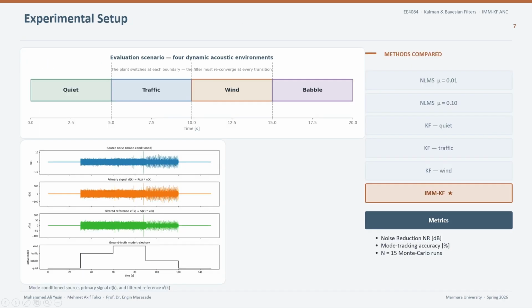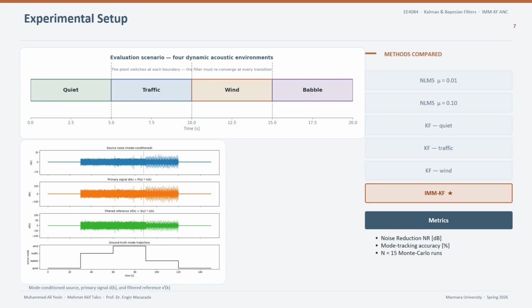How do we test something built for changing environments with a deliberately hostile dynamic scenario? The timeline at the top shows it. 20 seconds, split into 4 5-second segments: quiet, then traffic, then wind, then babble. And at every boundary, we physically swap the acoustic plant, so the filter is forced to reconverge 4 times.